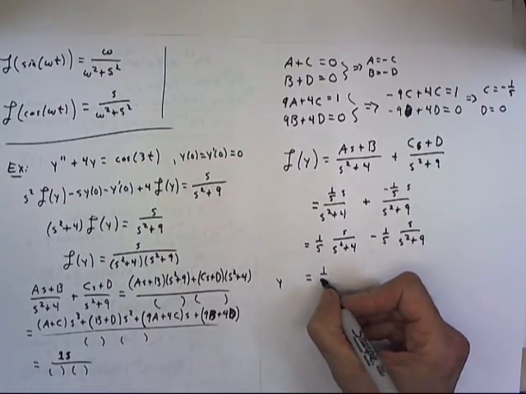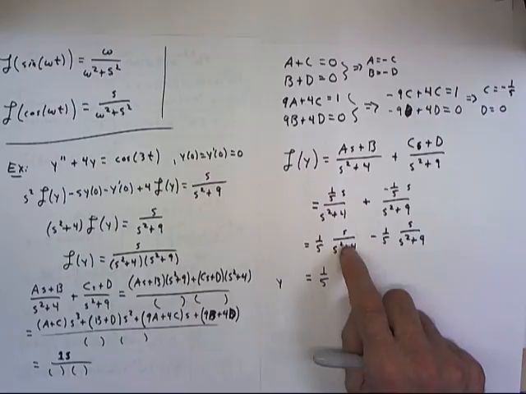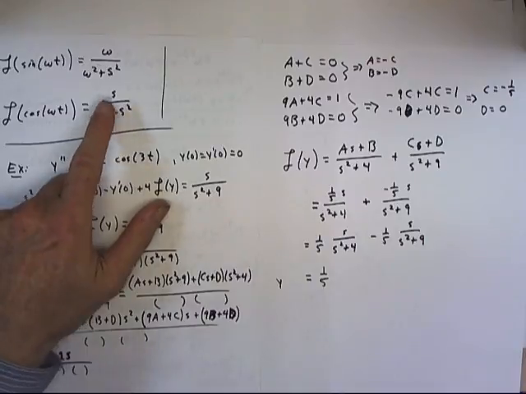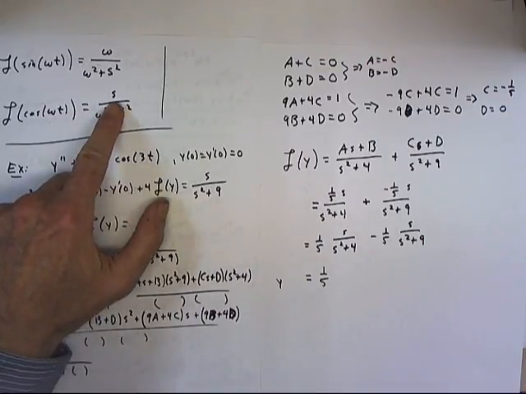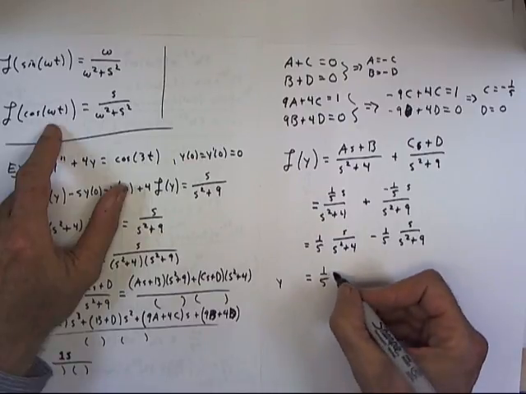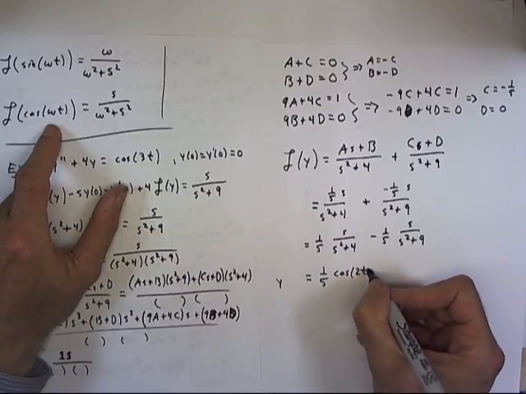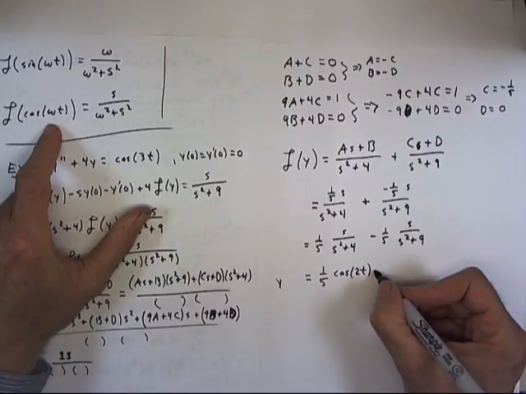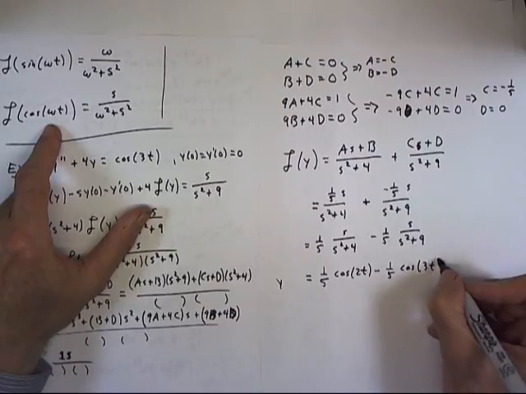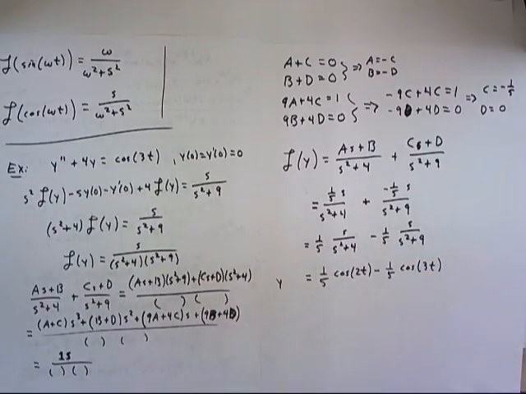So what does y equal? Well, it's 1/5 of whatever has Laplace transform s over s squared plus 4. Okay, what has Laplace transform s over s squared plus 4? It's going to be s over s squared plus omega squared with omega equal to 2. And that's going to be the cosine of 2t. Then we're going to have minus 1/5 here. And that's going to be cosine of 3t.